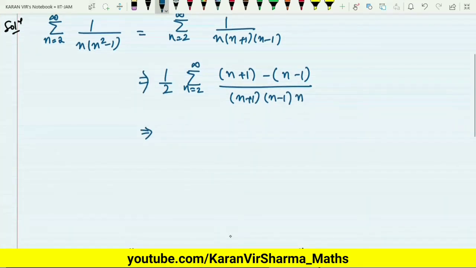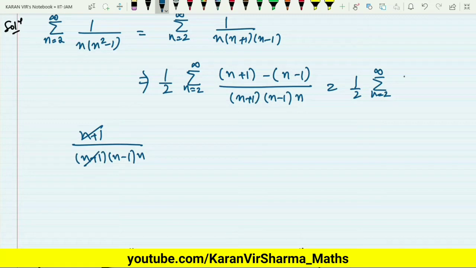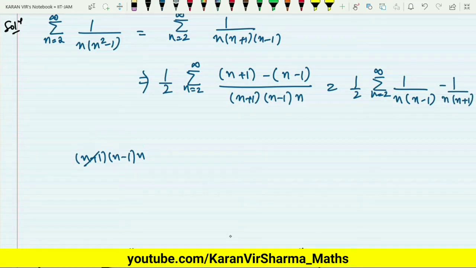Now just separate these terms, so you'll be getting 1 by 2 summation n running from 2 to infinity. When you separate these terms, the first term will be n plus 1 over n plus 1 into n minus 1 into n. So n plus 1 and n plus 1 get cancelled out, and you are left with 1 upon n into n minus 1. Similarly, on separating the next term, you will get 1 upon n into n plus 1. Fine. Now just open up these terms and you'll see a telescoping series here.